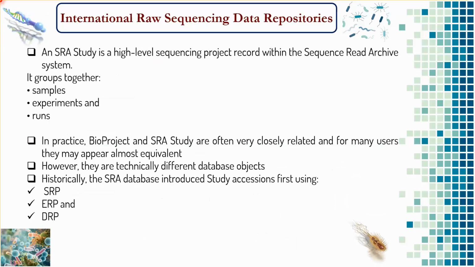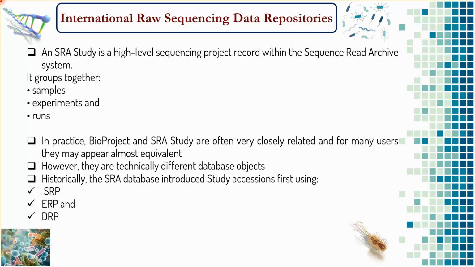Now an important question arises. What is an SRA study? An SRA study is a high-level sequencing project record within the Sequence Read Archive system. It groups together samples, experiments, and runs that belong to the same sequencing study. In practice, bioproject and SRA study are often very closely related, and for many users they may appear almost equivalent. However, they are technically different database objects.